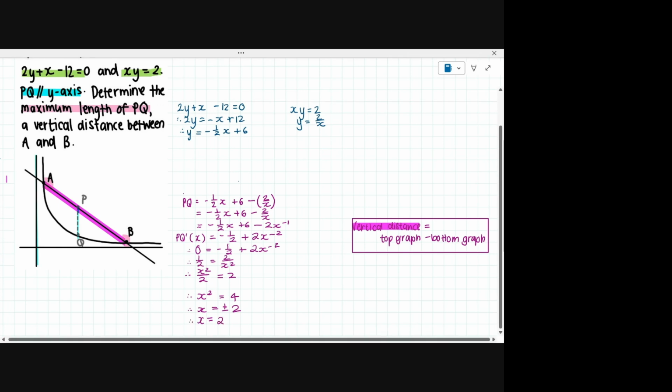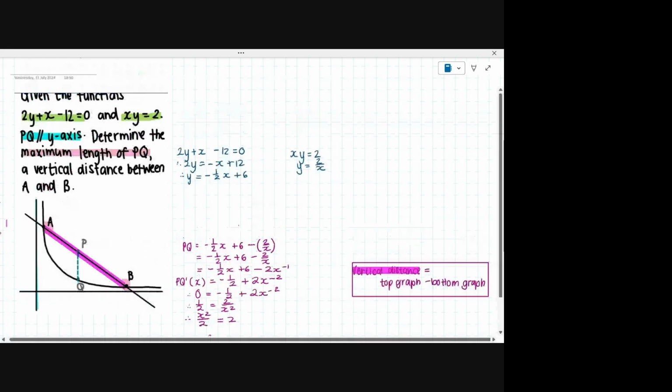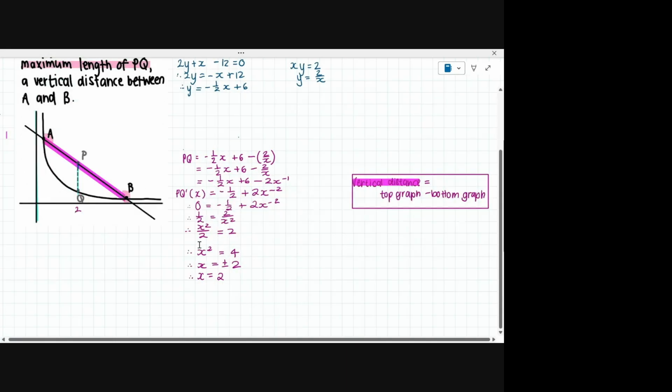Now, the question did not ask, determine the value for x for which PQ will be a maximum length. It just said, determine the maximum length. We now know at what x value, so we now know that on this x-axis at 2, I will find the maximum length of PQ. But now I actually want to know what is that maximum length. We need to substitute back into our PQ expression.